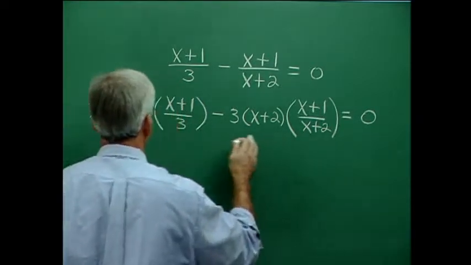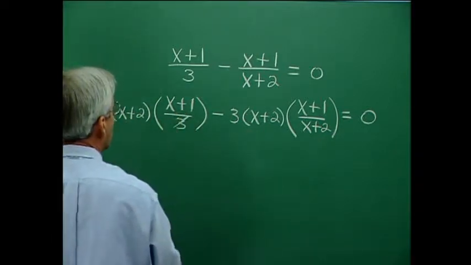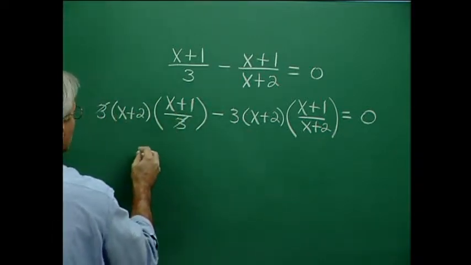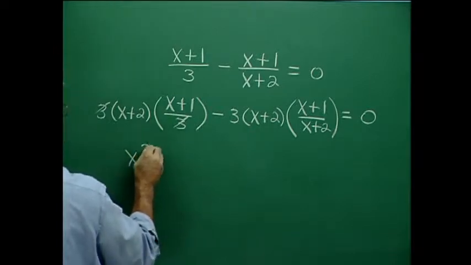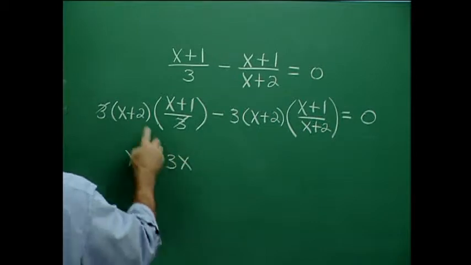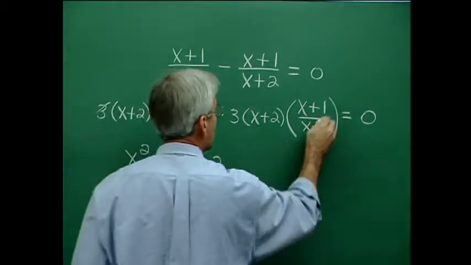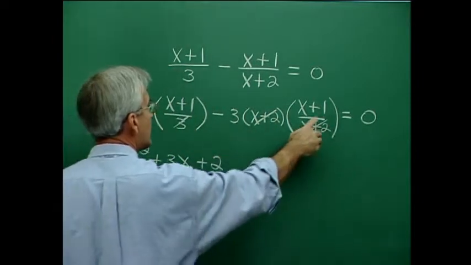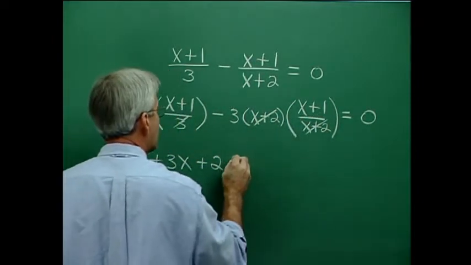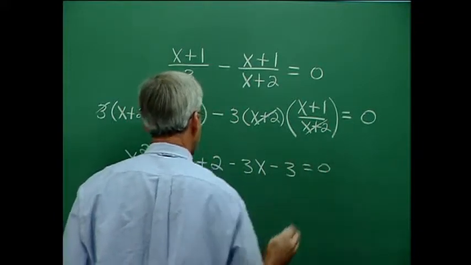All right, let's see. We can see our cancellations here. The 3's go out, and we have x plus 2 times x plus 1. We want to go ahead and multiply those out. We get x squared. Let's see, the middle term is 2x plus x, that's 3x. And then 2 times 1, 2. And then here, the x plus 2's go out, so we have negative 3 times x plus 1. Well, that's negative 3x minus 3, all equal to 0.